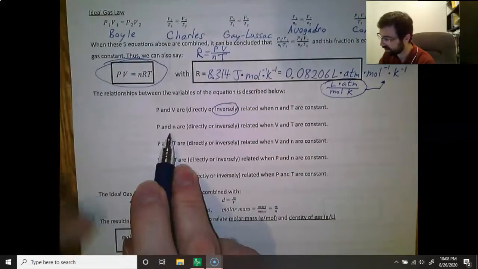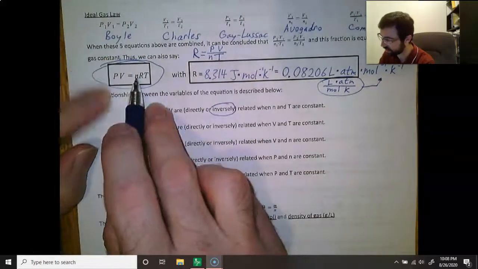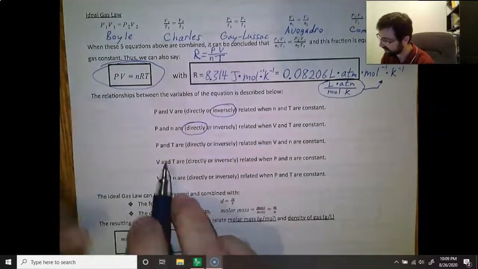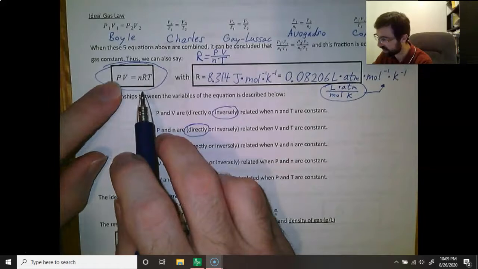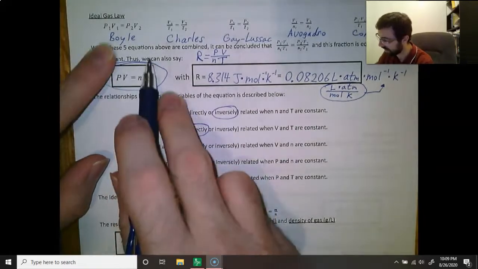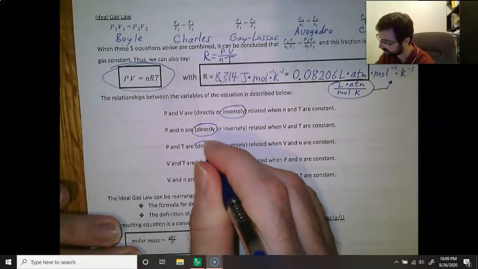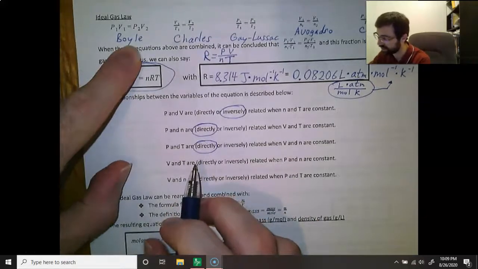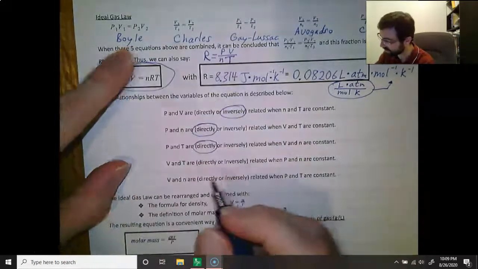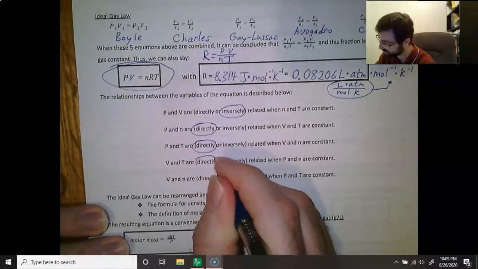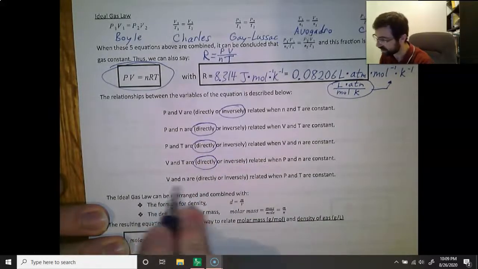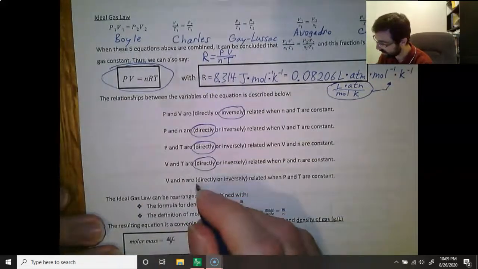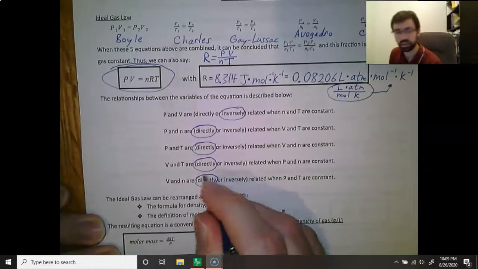Pressure and moles. Well, if one goes up, the other one also has to go up. So that's a direct relationship. Pressure and temperature. If that goes up, the other side also has to go up. That would be a direct relationship. Volume and temperature. If volume goes up, temperature on the other side also has to go up. So that's a direct relationship. And then volume and moles. Volume goes up, moles would have to also go up. So that is a direct relationship.